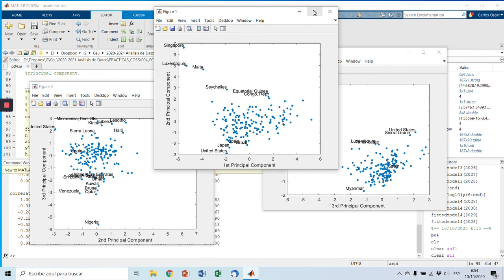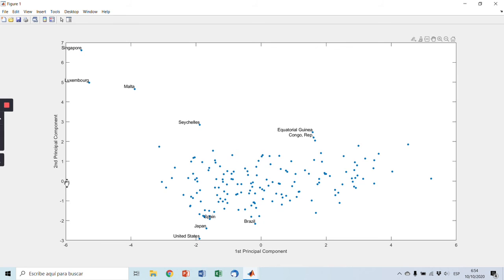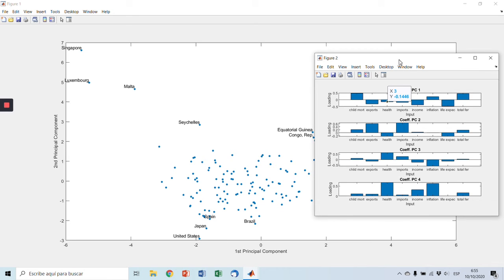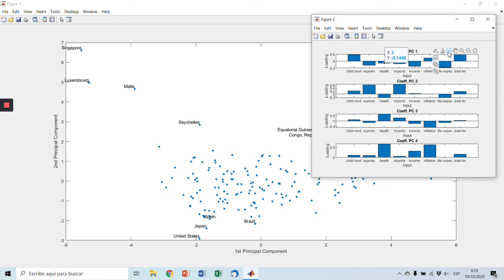For instance, the most important one is always the first versus second principal component, because they explain about 60% of the variability. And then we have countries. So let's look at the structure again. Principal component 1: if you want to score high, you need high total fertility, high child mortality.